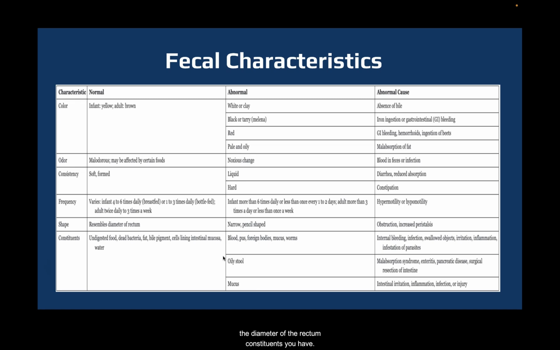Shape resembles the diameter of the rectum. Constituents: what does it consist of? Undigested food, dead bacteria, fat, bile pigments, cell lining, intestinal mucosa, and water, right? Things that you should not see in the feces are blood, pus, foreign bodies, mucus, and worms. Oily stool is also abnormal, and any mucus in the stool is also abnormal. They can indicate bleeding, infection, swallowed objects, malabsorption syndrome, pancreatic disease, and a list of other things.